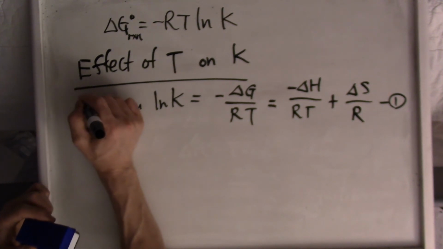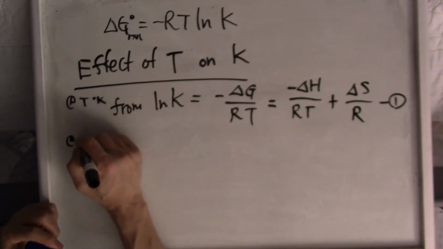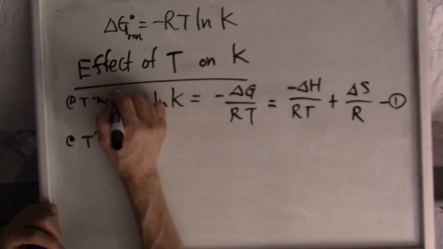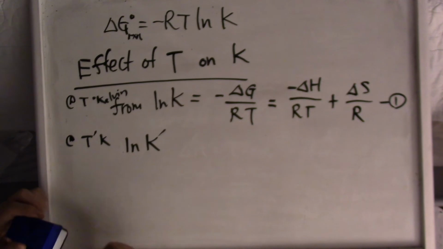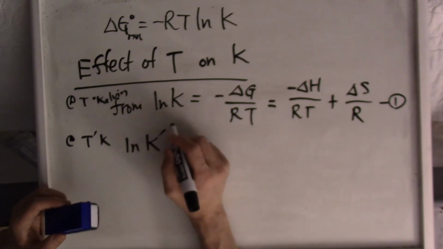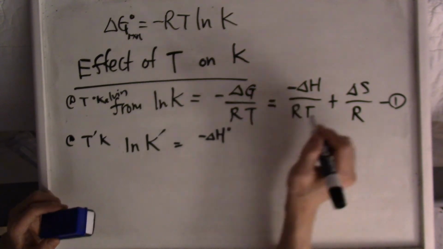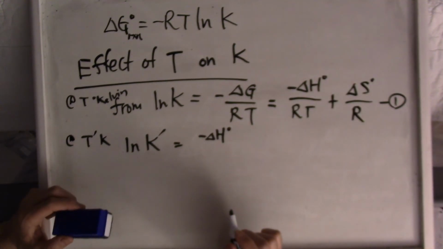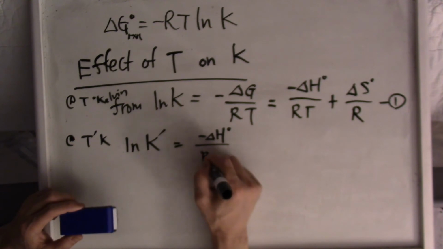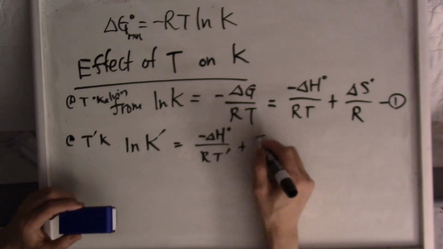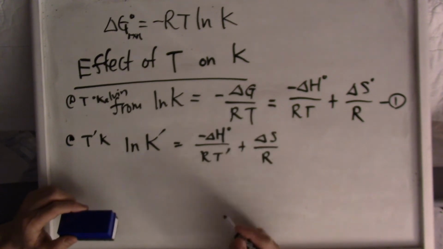This is at T degrees Kelvin. So at, let's say, T prime Kelvin, in this case we can just rewrite this equation again: natural log of K prime, the equilibrium constant that changes, is equal to minus delta H of the standard over RT prime, plus delta S of the standard over R, because temperature cancels out in standard.